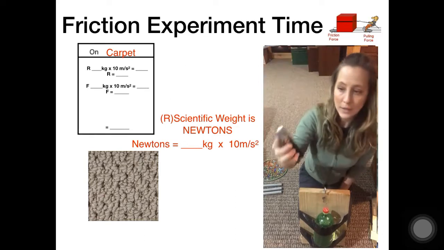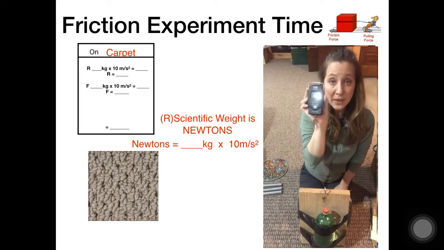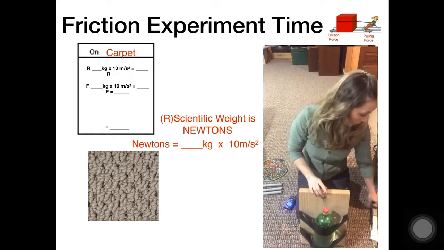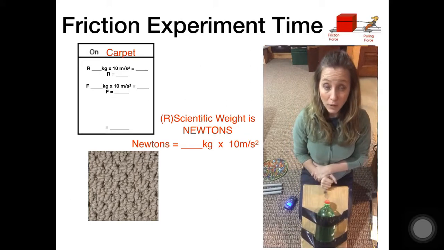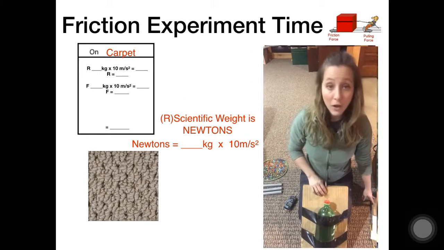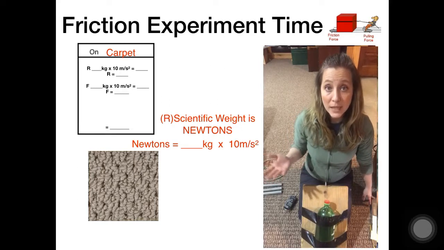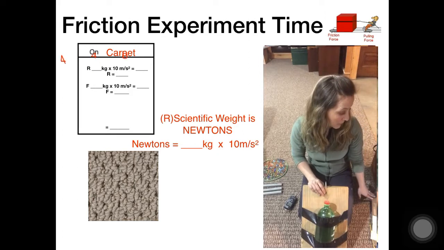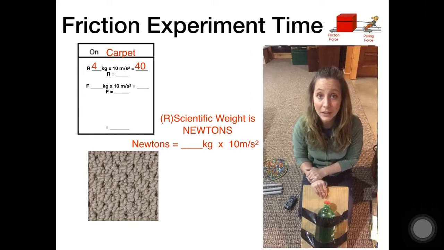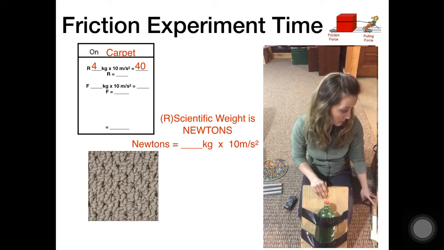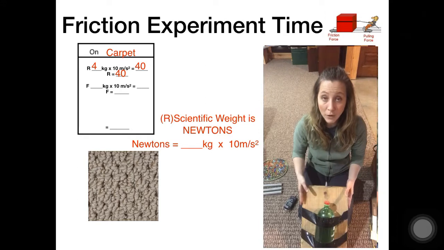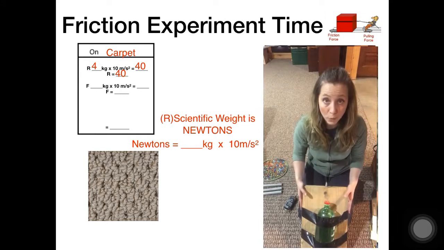Okay, and if we take that and just round it to the first decimal, it is 4.0, which is just 4, okay, and we know when we multiply 4 times 10, that's a really easy problem, no need for a calculator on that. 4 times 10 is 40, so we can go ahead and fill in that, and that gives us our R of 40, so fill in your R there. 40 newtons is our load weight. Our scientific weight is 40, okay?